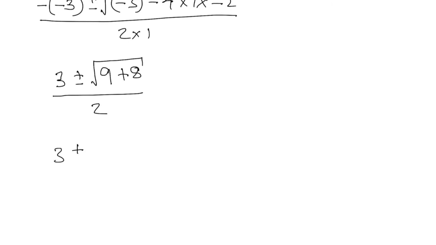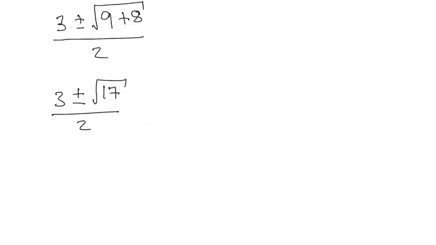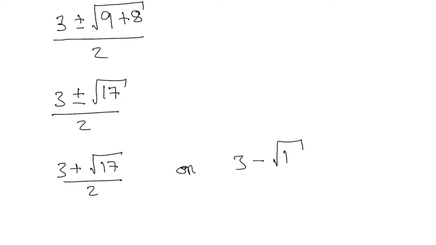3 plus or minus the square root of 9 plus 8 gives you 17. So the square root of 17, all divided by 2. Split it up into the two answers, one when you use the plus on the top line, one when you use the minus. So your two answers are either going to be 3 plus the square root of 17, all divided by 2, or 3 minus the square root of 17 divided by 2.